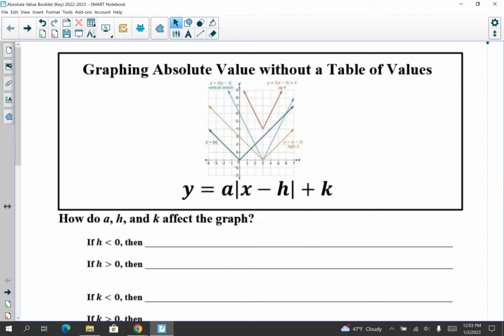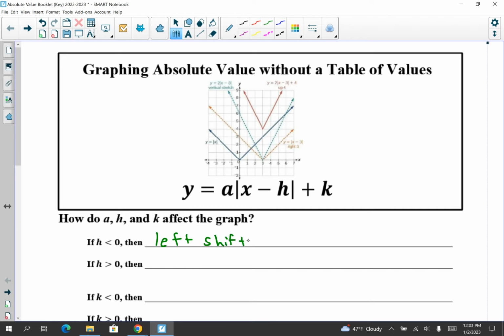Here we're graphing our absolute value functions without a table, so we want to go over our format of the equation again. Y equals a times the absolute value of x minus h plus k, and just kind of talk about what a, h, and k do to our graph. If h is less than 0, then that's going to be a shift to the left.